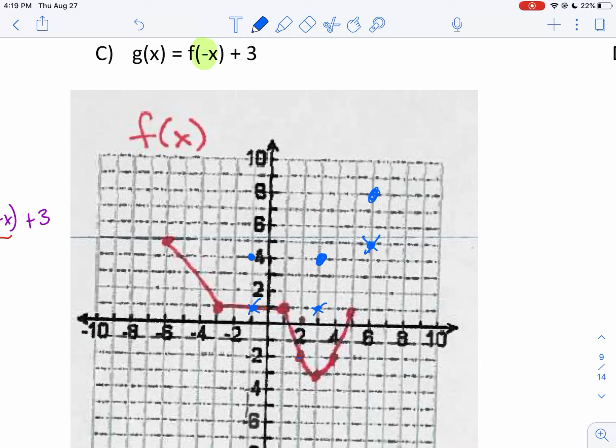Instead of positive 2, this will be over to negative 2 and up 3. This, instead of positive 3, will be negative 3 and up 3. Instead of 4, it'll be negative 4 and up 3. And instead of 5, it'll be positive 5 and up 3. So that's a little confusing. I'm going to erase these. I feel like I should have crossed that one off. Here we go. Looks something like that.